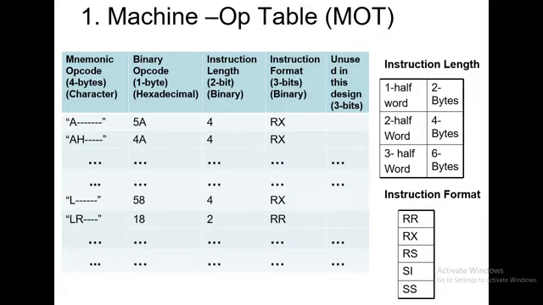The instruction format contains 5 types: RR, RX, RS, SI, SS. Mostly in our syllabus, RR and RX, the 2 types of instructions, are specific. This is the structure of the MOT table.